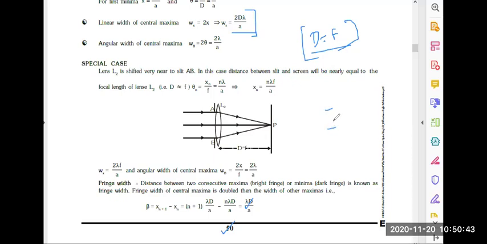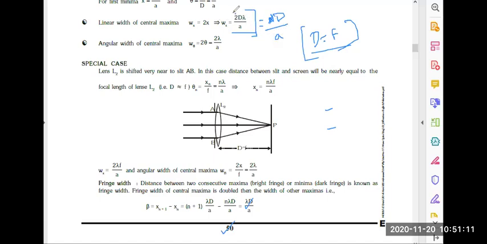The distance between two dark fringes, right? The distance between two dark or two minima is the fringe width of the secondary maxima. Yes or no? Which is lambda D by a. Very good, lambda D by a. Now, if I compare this with lambda D by a, what can I say? Tell me, what can I say?